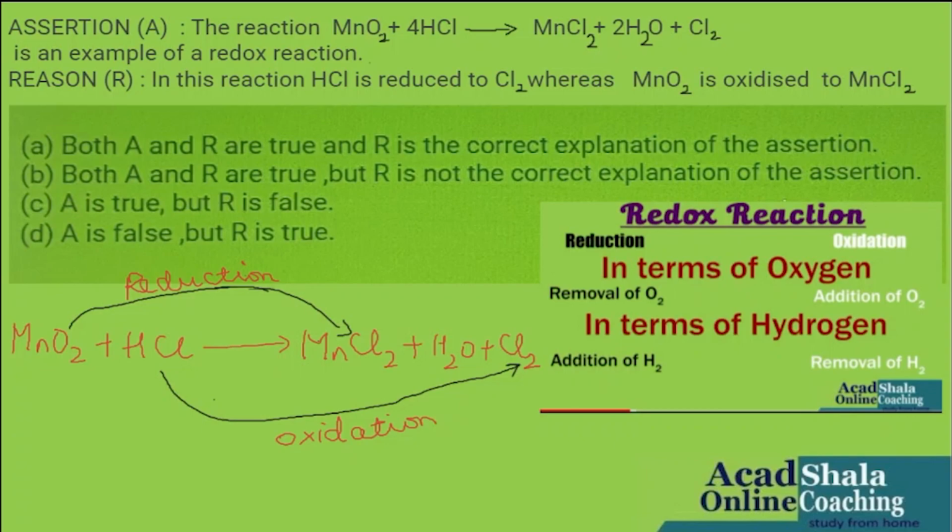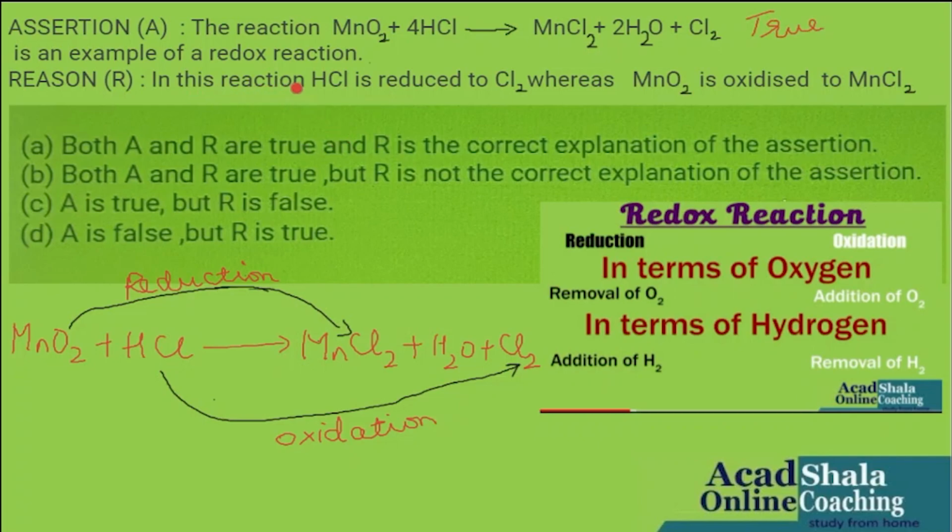So from this example, we can say that if a substance gains oxygen or loses hydrogen during a reaction, it is oxidized. And if a substance loses oxygen or gains hydrogen during a reaction, it is reduced. So you have to keep in mind that oxygen and hydrogen play a very vital role in solving these kind of questions based on redox reaction. So after knowing everything about this equation, the first statement is coming out to be true. I will write it in a corner that it is true.